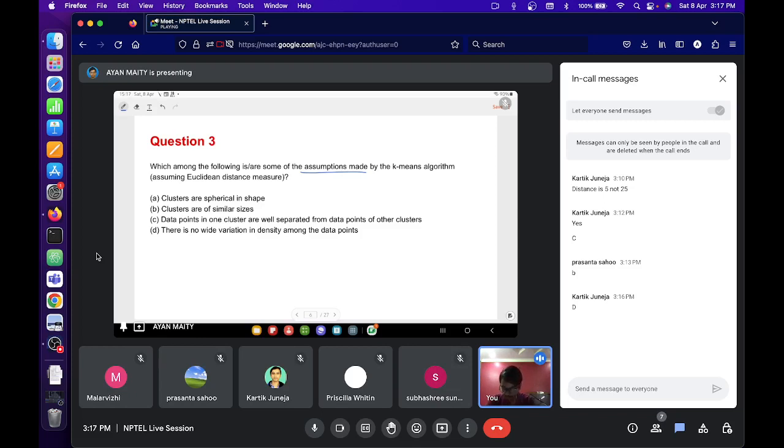Karthik Juneja says D, which is there is no wide variation in density among the data points. Okay. Anyone else? Any other answers? Prashant Sahu also says D.